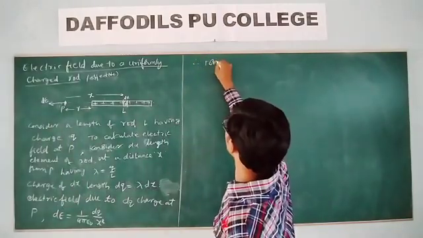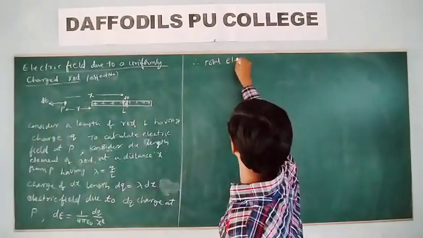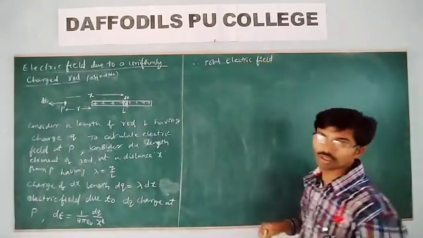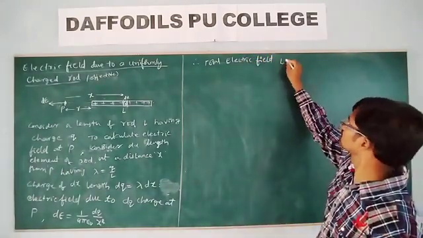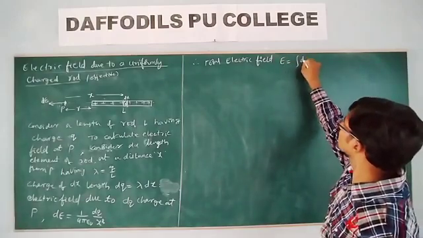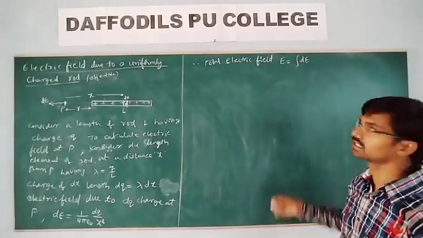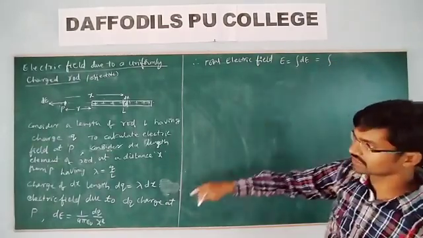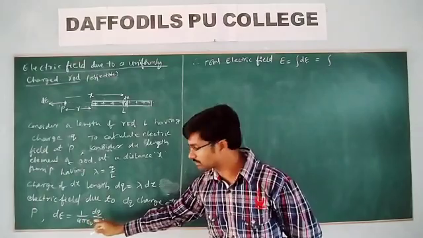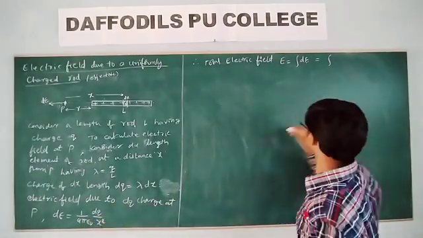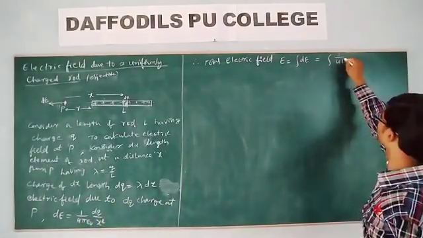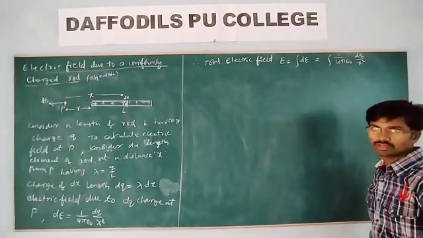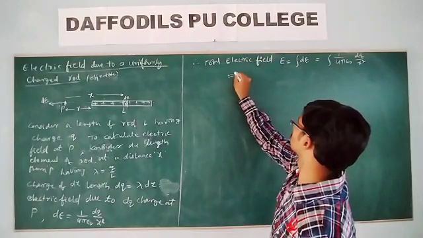Therefore, total electric field E is equal to integral dE. dE is nothing but what you know? 1 by 4 pi epsilon naught dq by x square. Let me substitute those values.